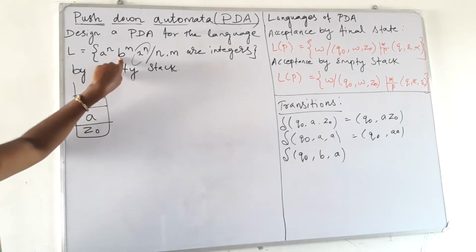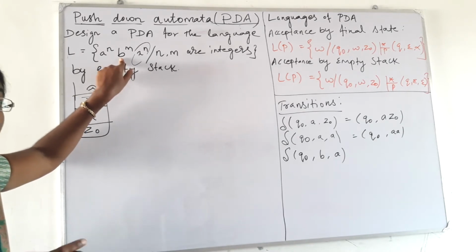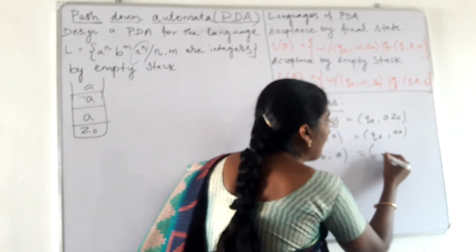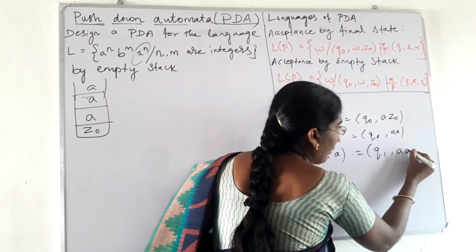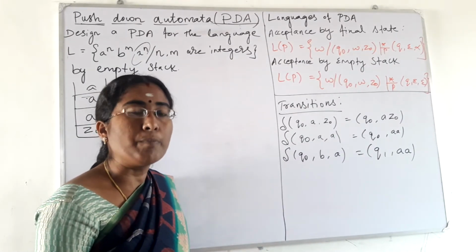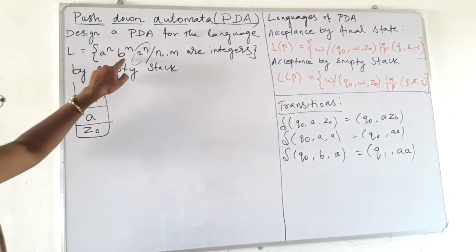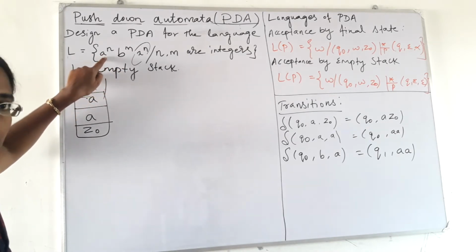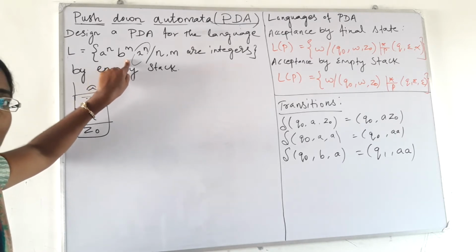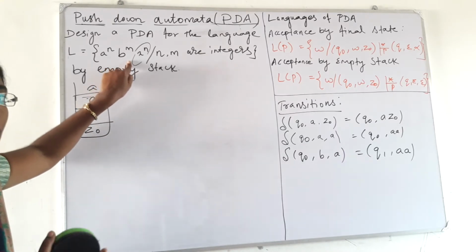Here what is the process? We should not push B onto the stack. Just change the state to Q1, and the top of the stack remains the same. The stack content remains the same. There is no restriction for this B. There may be 10 A's but 20 B's, 30 B's, 40 B's. There is no restriction or relation between the number of A's and the number of B's. So you should not push B onto the stack.